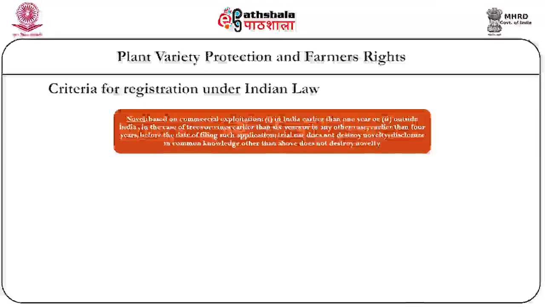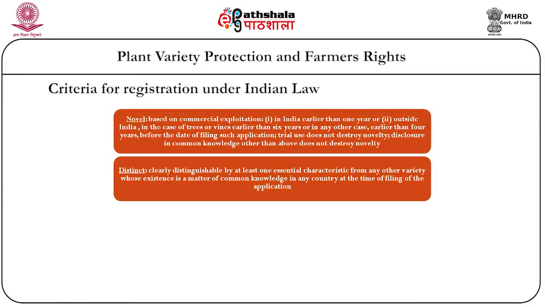However, trial and use does not destroy the novelty, and disclosure in common knowledge other than the above does not result in destruction of novelty. The distinctness characteristic required for the purpose of registration under the Plant Variety Act is that the variety shall be clearly distinguishable by at least one essential characteristic from any other variety whose existence is a matter of common knowledge in any country at the time of filing of the application.